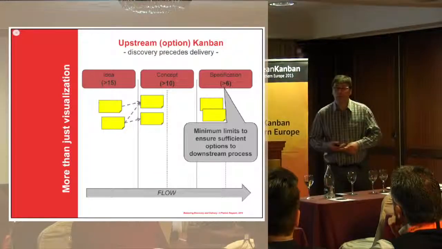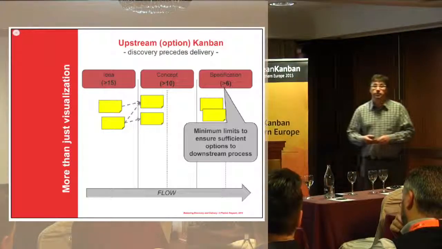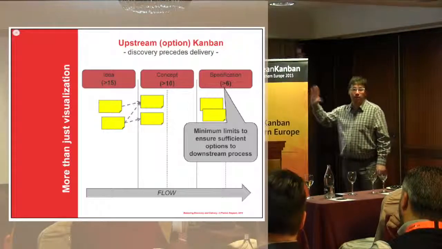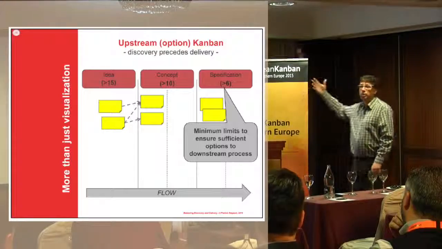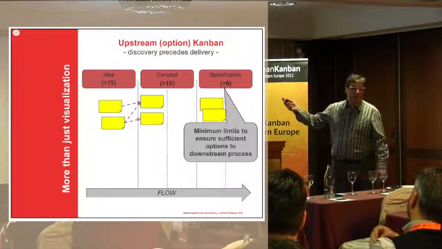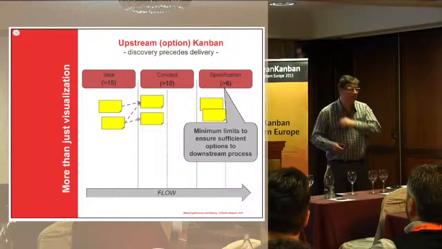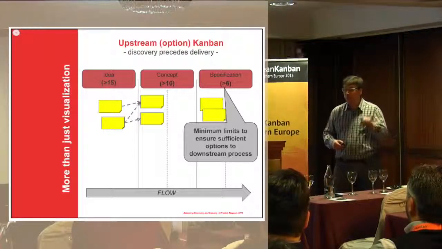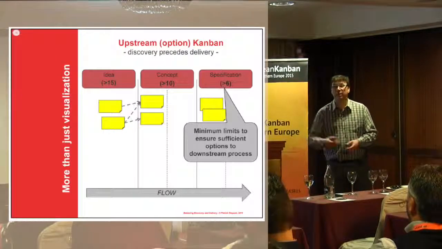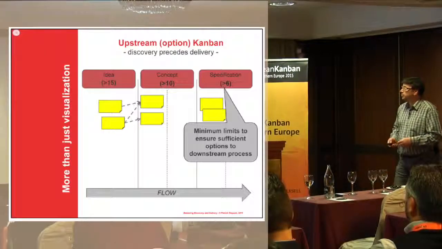Why not both? You could have both. Then it will be a pull system, then it will be a Kanban system. We have the upstream Kanban, which is more about preparing the work, and the downstream Kanban, which is more about actually delivering the work. So we have a system of discovery and delivery, where discovery precedes delivery. First the upstream part, and then the downstream part. So it is a Kanban system.